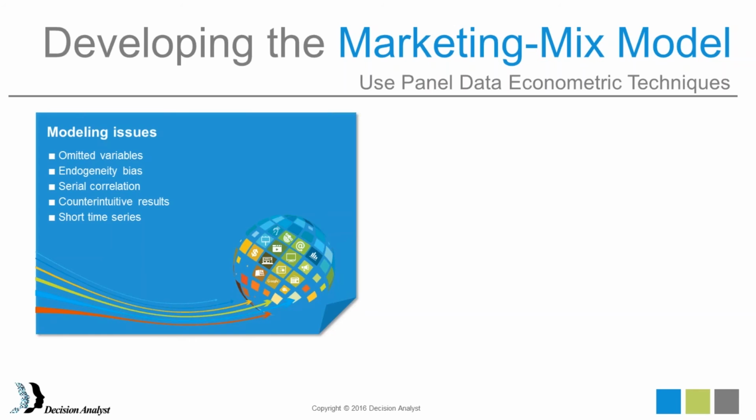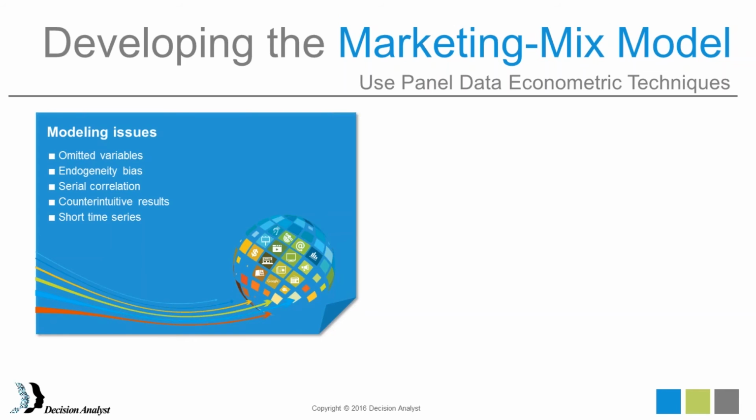We often do get, to be frank, counterintuitive results in our initial modeling exercise. And then we go in and try to say, okay, where are the possibilities that we have some bias? And we look at omitted variables, endogeneity, and serial correlation. Make sure we're doing the best possible job we can, and then finalize our model.